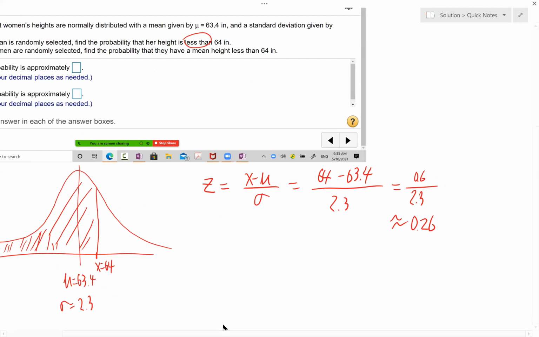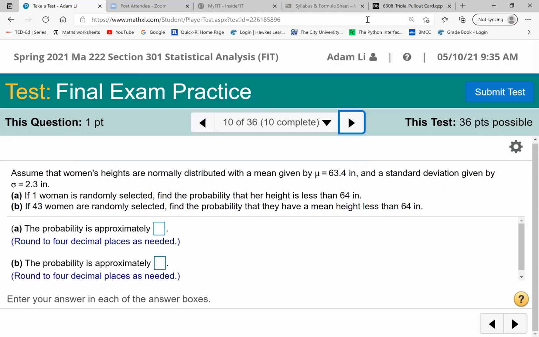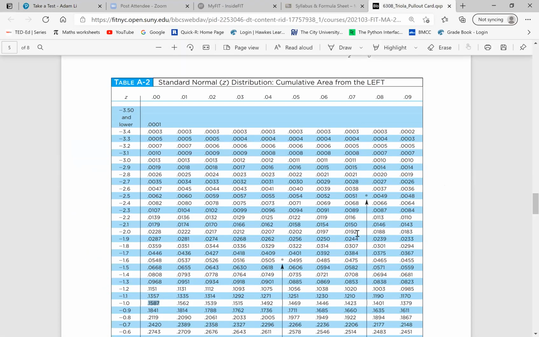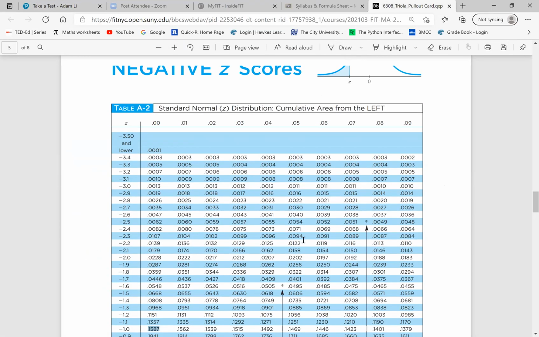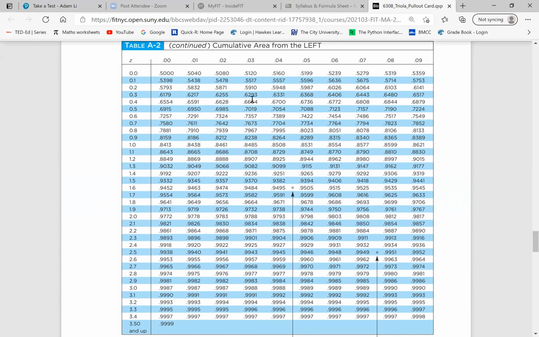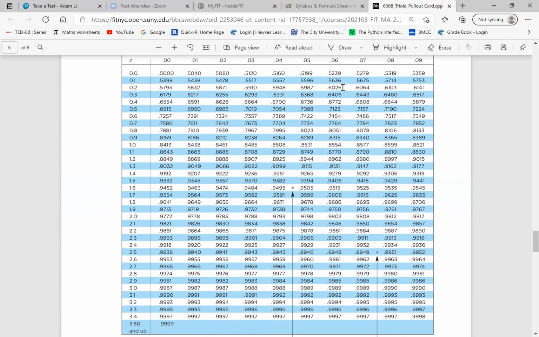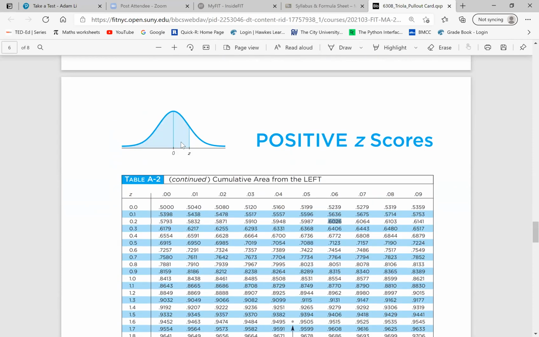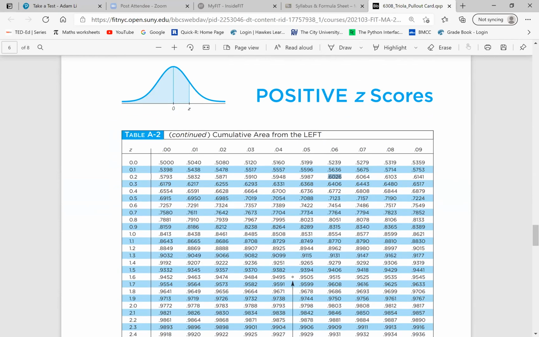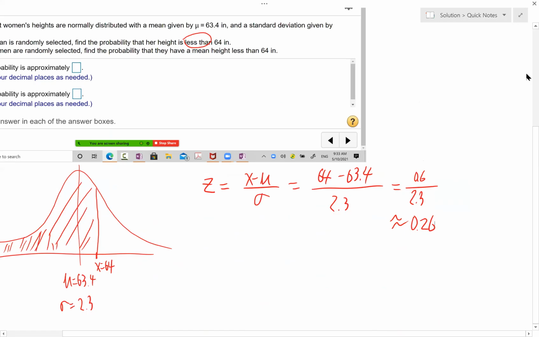Okay. Table A2. So let's go to table A2 first. For 0.26 on the second page, 0.2 and 6. And this turned out to be 0.6026. And this gives us the area to the left, and that's what we're looking for. So the first part is 0.6026.